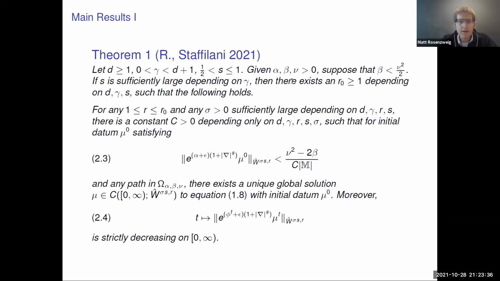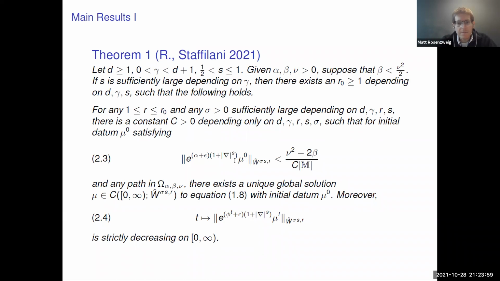And also, I need some integrability exponent R, which has to be sufficiently close to 1, depending on the parameters. In particular, you can always choose R to be equal to 1, and that's the most favorable situation. And again, I have one more parameter, which is sigma, and this just needs to be sufficiently large.